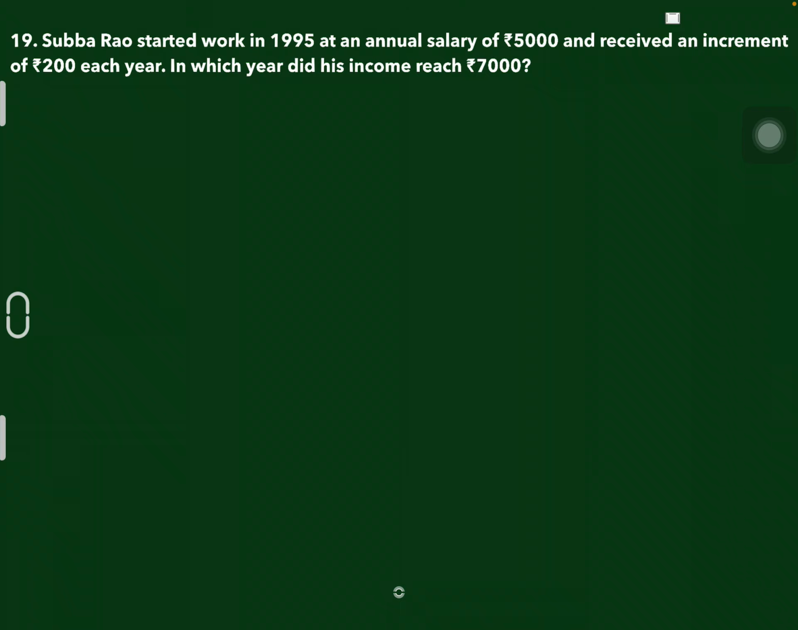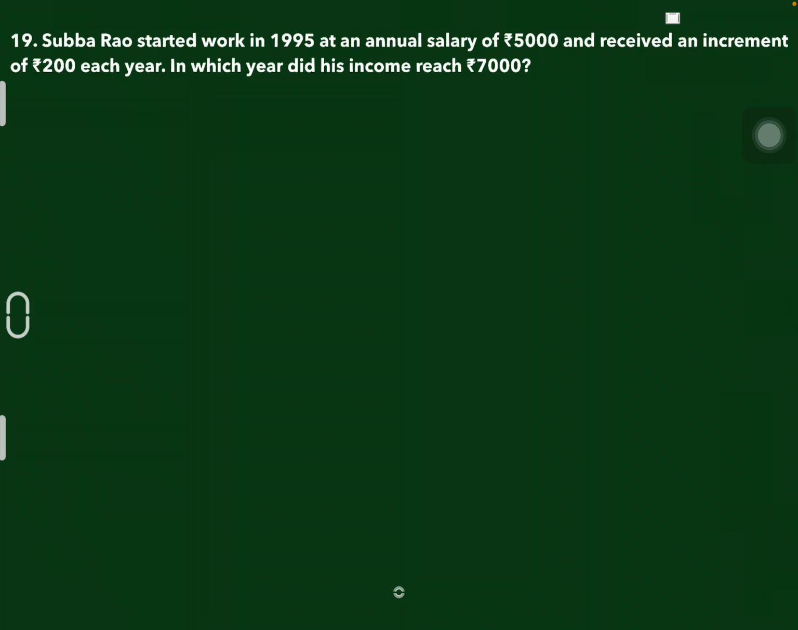Now, look at this 19th question. Subbarao started work in 1995 at an annual salary of rupees 5,000. So, what is his annual salary? That is, for a year he was getting 5,000 rupees in 1995, and received an increment of rupees 200 each year. Every year they used to give him an increment of 200. So, in which year did his income reach rupees 7,000?